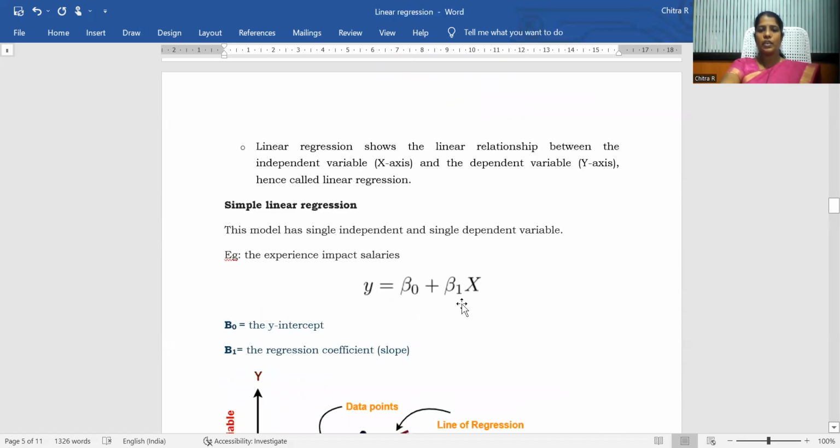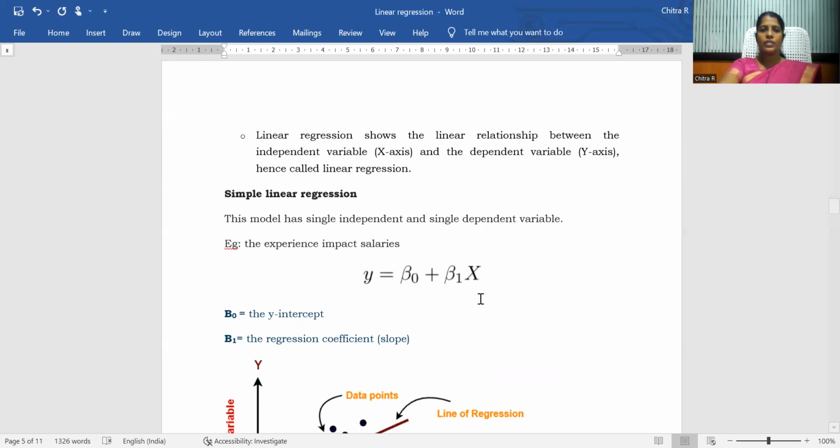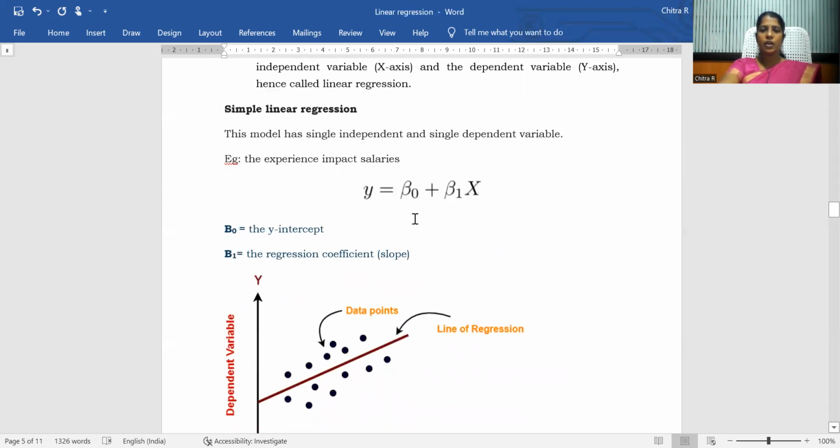Y equal to beta naught plus beta 1 into x. This is similar to our line. It's the equation of a line, y equal to mx plus c, where m is the slope and x is the variable. Similarly, here beta naught is called the y-intercept and beta 1 is called the regression coefficient.